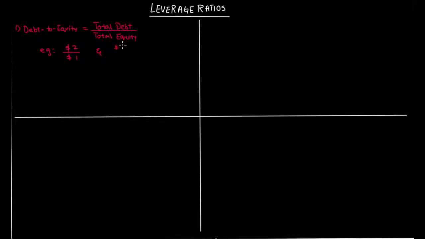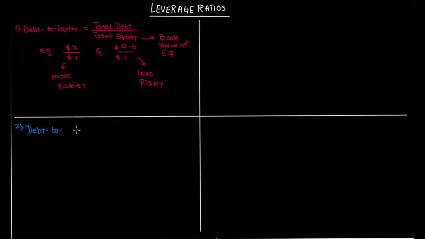Scenario 1 and scenario 2. On the left we have $2. The ratio ends up being 2. On the right side we have the ratio ending up being 0.5. So the left side seems to be more risky, and the right side is less risky. What it basically is, is that on the left side the creditors have the most stake in the assets, and on the right side the shareholders have the most stake in the assets. So that is what the debt to equity ratio helps us to understand.